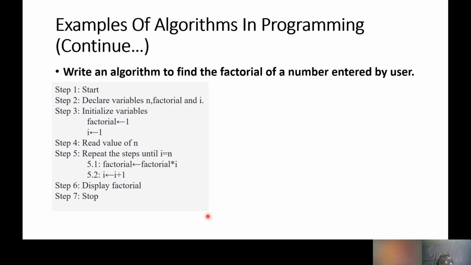Write an algorithm to find the factorial of a number entered by the user. So start, declare the variables n, factorial and i. Initialize the variables factorial equal to 1, i equal to 1. Read the value of n. Repeat the steps until i is equal to n: factorial equals factorial into i, i equals i plus 1. Display the factorial. Stop.